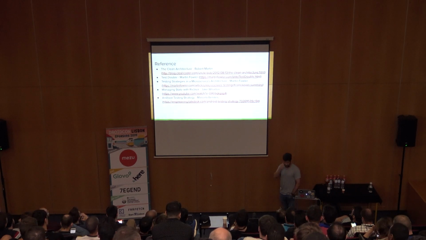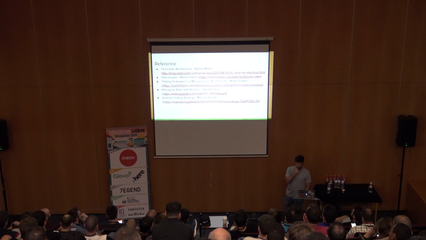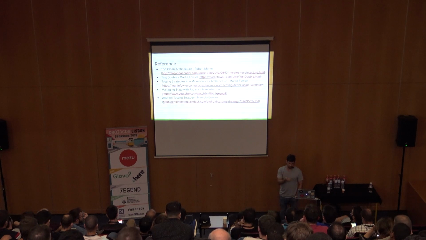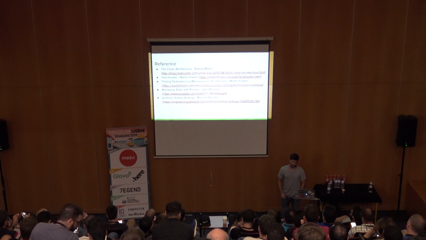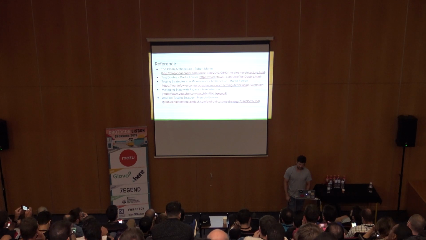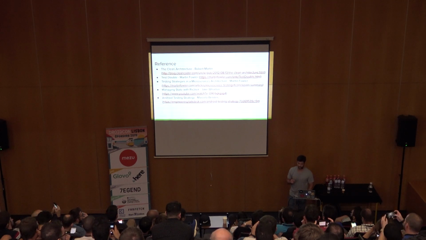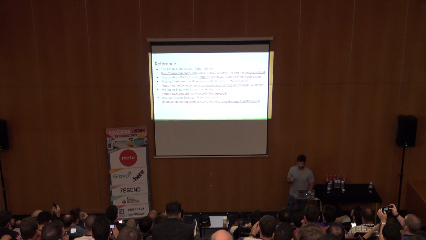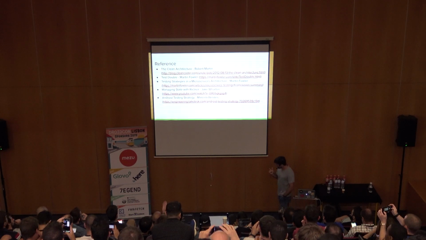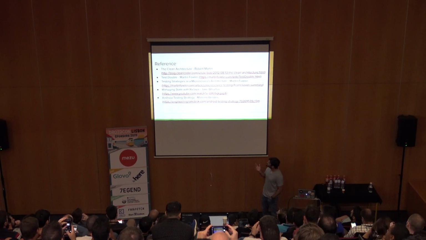This is a reference. These ideas all come mainly from those articles: Robert Martin, the Martin Fowler test double concept, and mainly these testing strategies in a microservices architecture from Martin Fowler. Also, there's this talk on managing state with RxJava.